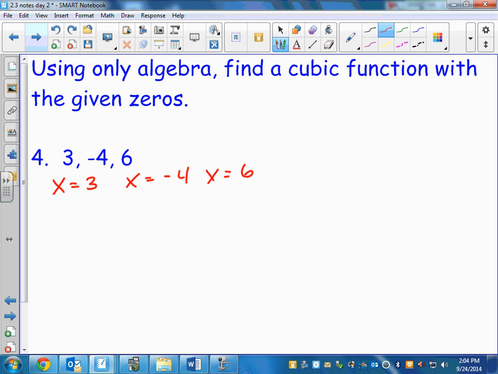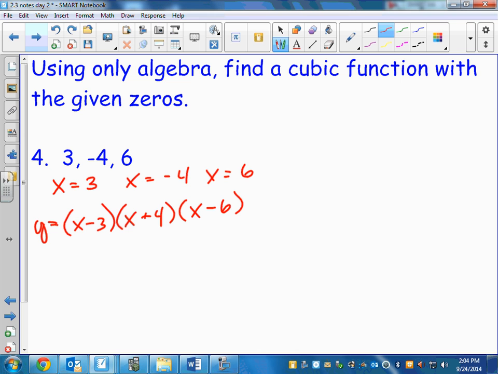Like, what was it before we solved it? x minus 3. What would give me a zero of -4 would be the factor x plus 4. What would give me a zero of 6? x minus 6. And again, that's not very bad. It does say write a function, which means you need to set it equal to y or set it equal to f of x. And on the test, I want you to work it out in polynomial form.